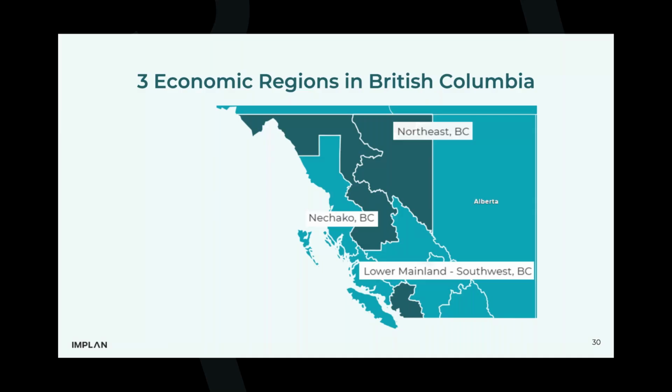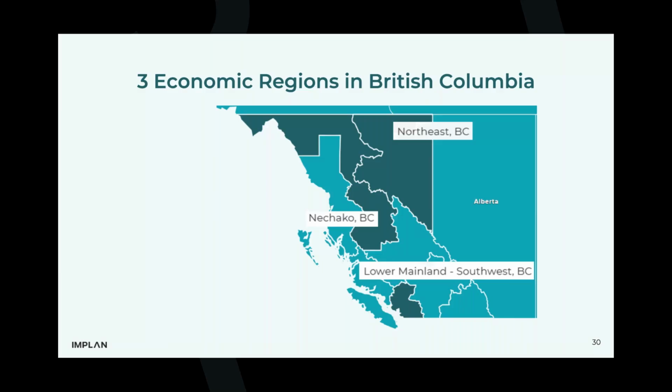The Nechako economic region extends from the center of the province up to the Yukon border, and it's separated from the Northeast economic region by the Rocky Mountains. Nechako is the second largest in terms of land area, and it's the least populated region in British Columbia.